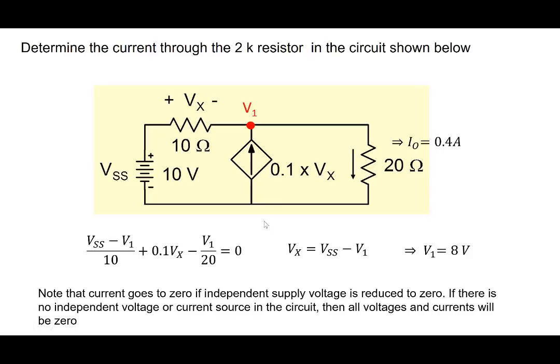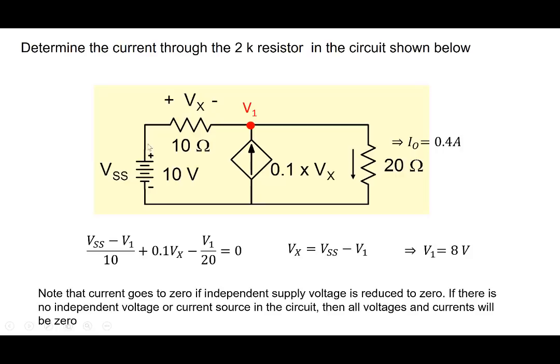So the other point is, if I make VSS equal to 0, what you would find is that there is no current flowing in the circuit, there is no voltage in the circuit. They're all zeros, even though I have a dependent source. So currents and voltages flow because of the independent voltages and currents. If independent voltages and currents are 0, the current everywhere in the circuit would be 0. You can work it out.